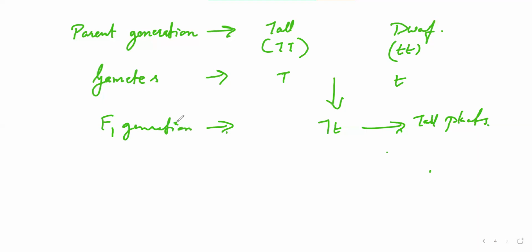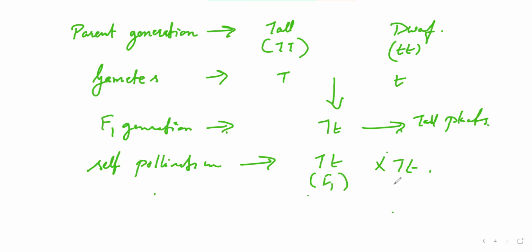Now, as per Mendel's law, what we are going to do? We are going to self-pollinate the plants. Self-pollinate means F1 into F1. So F1 is this one. It will become Tt into Tt, which is the product of F1. And now we are going to form gametes for the same.